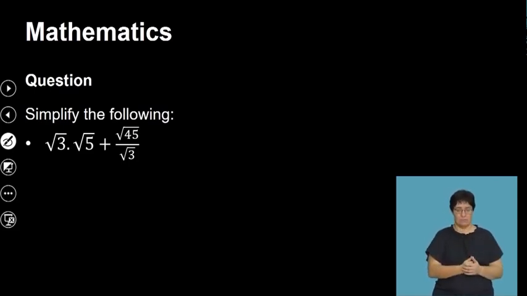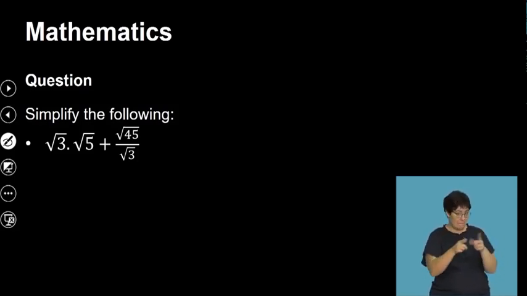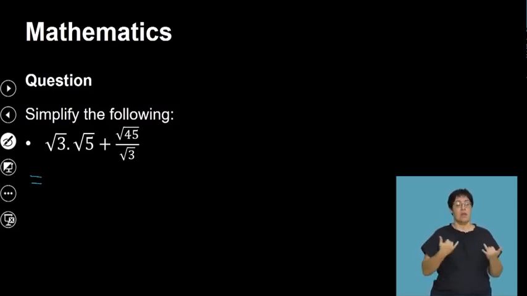Firstly, here it says simplify the following. I have root of 3 times root of 5. The question you must ask yourself is, are my radicals the same? If your answer is yes, then you can multiply what is inside the radicals. If your answer is no, then look at some other method of solving this. But now, because they are the same, this will be the same as root of 15, right?